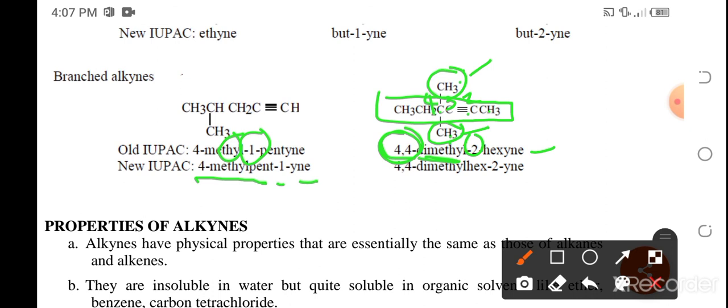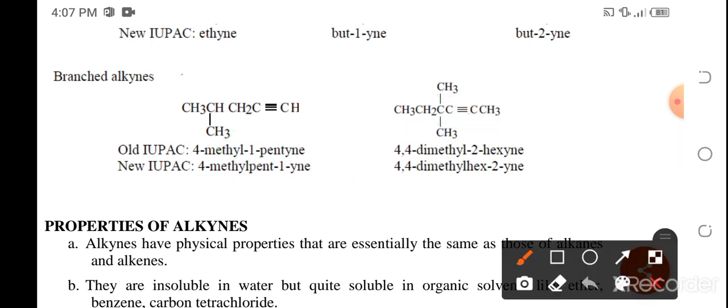Okay, and then the synonym for this is 4,4-dimethylhex-2-yne. So this locant 2 for the triple bond is just inserted in between the prefix for the number of carbon atoms and the suffix Y and E. Nevertheless, they are still the same.